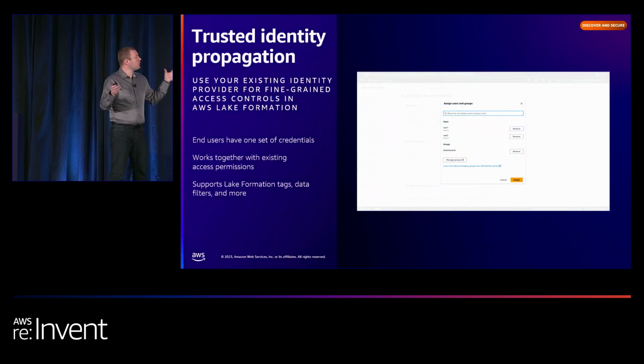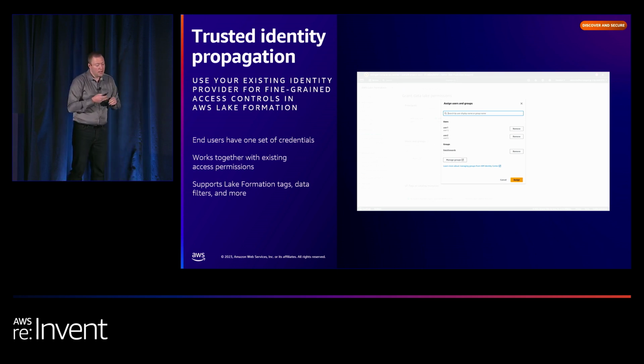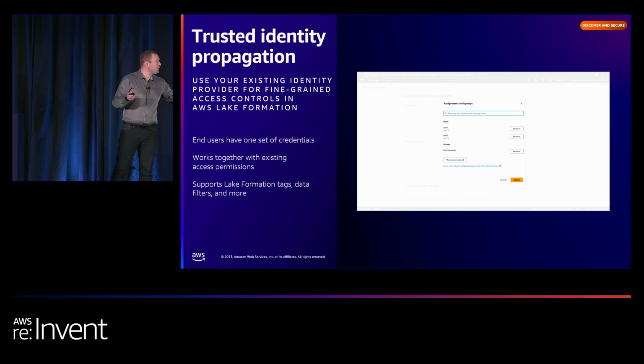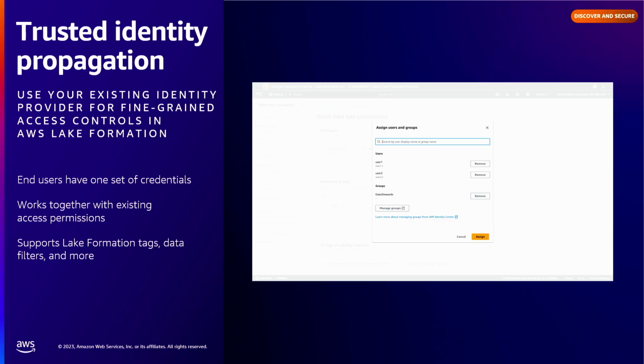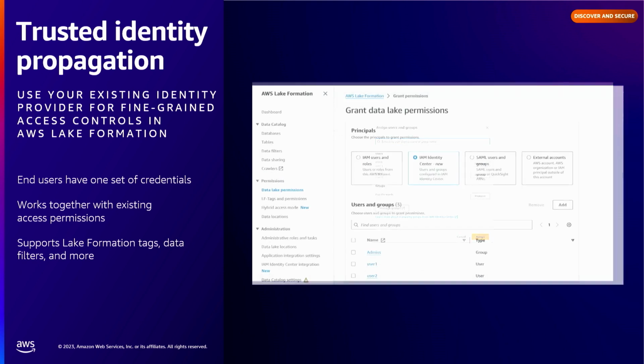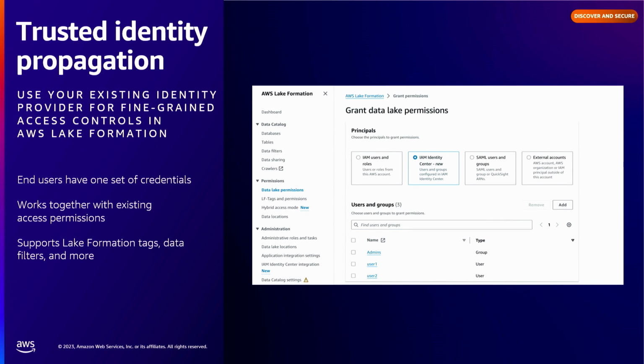So looking at the user interface of Lake Formation, and whether you do this through the UI, the CLI, or the APIs, doesn't really matter, your workflow doesn't change. It's the same way that you would grant permissions today to your IAM principals. Instead, those identities now come from AWS IAM Identity Center. And you can obviously use all the features that are supported by Lake Formation. And to get started with that, you simply go to the Grant Permissions tab in Lake Formation and use the new feature that is titled IAM Identity Center.